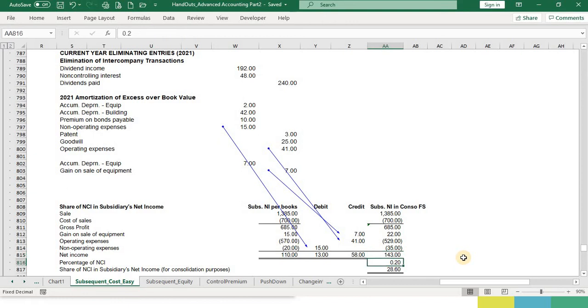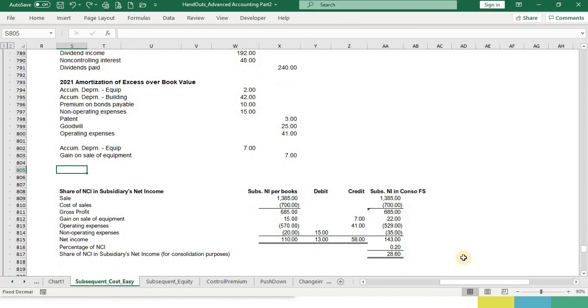And getting the 20% share of the NCI, this is 28.6 pesos. So the share of the NCI in the net income of the subsidiary as adjusted is 28.6 pesos. So as a result, our entry is to debit share of NCI in subsidiary's net income for 28.6, then credit the same amount under the account non-controlling interest. Again, since income will increase the subsidiary's shareholders' equity, there should be a corresponding increase in the non-controlling interest account.